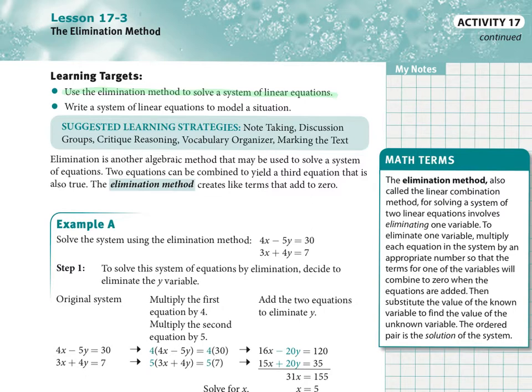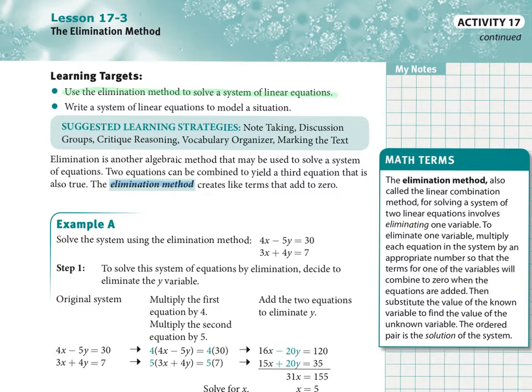Elimination is another algebraic method that may be used to solve a system of equations. We already learned two previous methods, graphing and substitution. This is our third method. Two equations can be combined to yield a third equation that is also true. The elimination method creates like terms that add to zero.